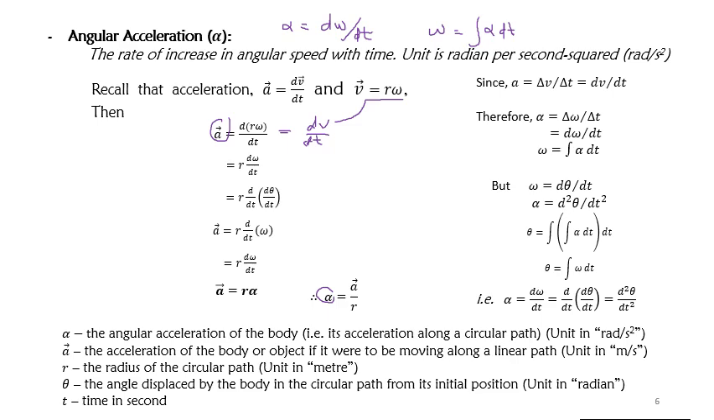So you have r d/dt of omega, then omega is d theta/dt. Then you have d omega/dt, according to what I have defined earlier, which is the angular acceleration. So you obtain the relationship between the linear acceleration and the angular acceleration. You can work with it.